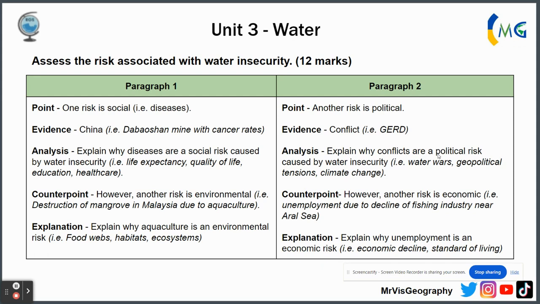In paragraph two, you'd say, actually, another risk is political. Think of conflict and the Great Ethiopian Renaissance Dam. Explain how conflicts are a political risk caused by water insecurity. It leads to water wars and geopolitical tensions, and climate change is only going to accentuate those.